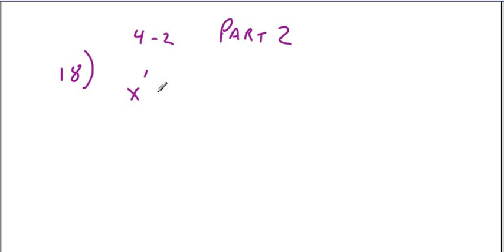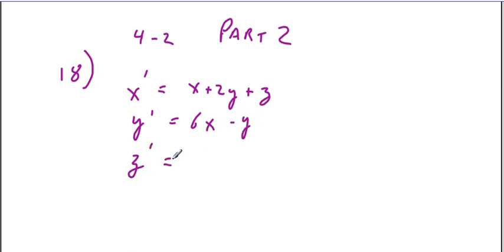We're in section 4-2, Method of Elimination, and this is part 2. We're starting at problem 18. Let's see. X prime is equal to x plus 2y plus z. Y prime is equal to 6x minus y. Z prime is equal to minus x minus 2y minus z.